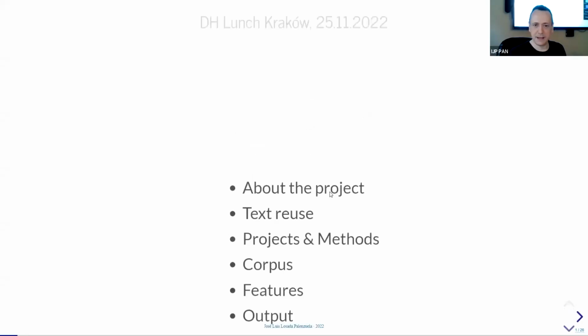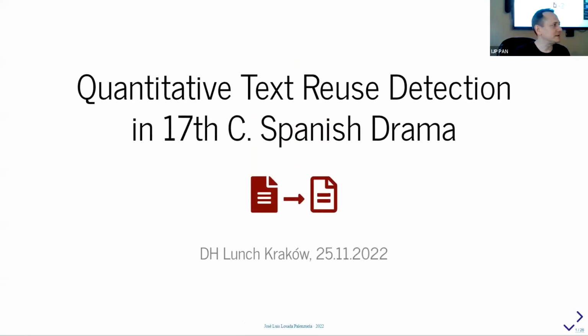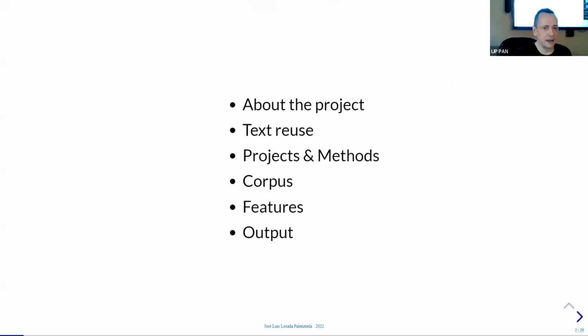Yep, we're here. So, quantitative text reuse detection in 17th century Spanish drama. I'll just start by saying two words about the project, then I move on to the clarification of the term text reuse, and then briefly I introduce some projects and methods around text reuse in the humanities, and how I applied the more or less out-of-the-box tools and libraries, basically Tracer. We'll see that in terms of the selection of features for a corpus of theater plays. In the output, I'll show and discuss some of the preliminary results.